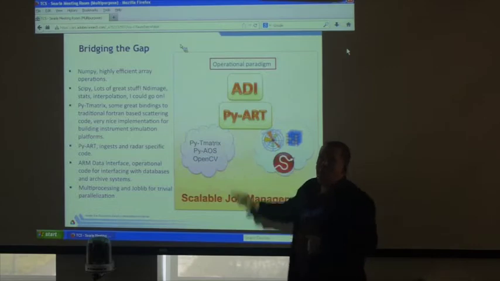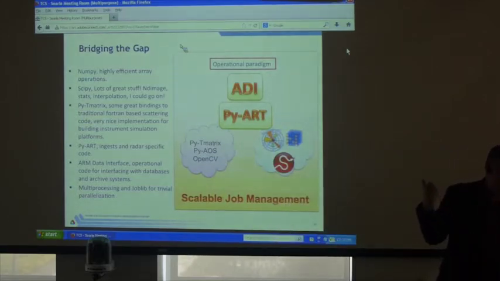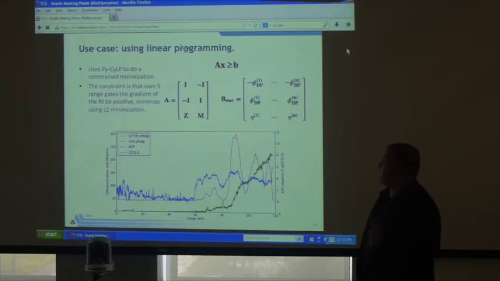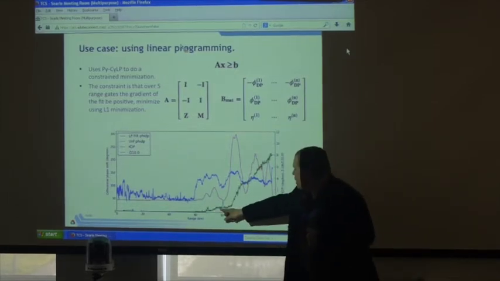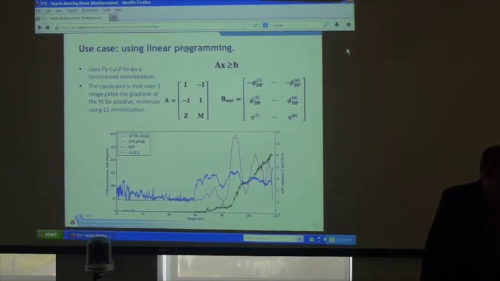So basically, our software here is to bridge the gap between radar science, which is across here, and the whole Python infrastructure. So things like scientific Python, numerical Python, and Matplotlib, which does all our plotting. Another example we can use is linear programming here. So we've got the signal here, which is our propagation phase, and we want to get rid of these spikes here. We can do basically a constrained fit there using an existing linear programming algorithm.